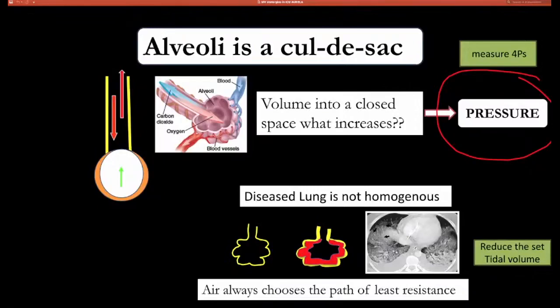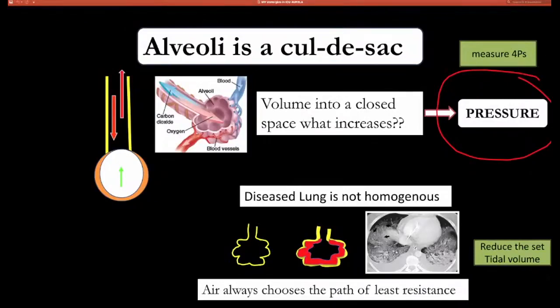Those days are gone. The tidal volumes that we use are around 6 to 7 ml per kg. And as I said, the alveolus is a cul-de-sac. When you put a volume into a closed space, what increases? Pressure increases. And there are 4 pressures. We call them the 4 Ps. And I will tell you what the 4 Ps are.